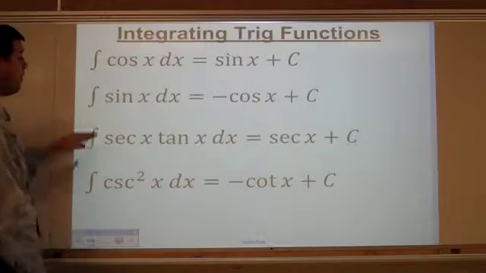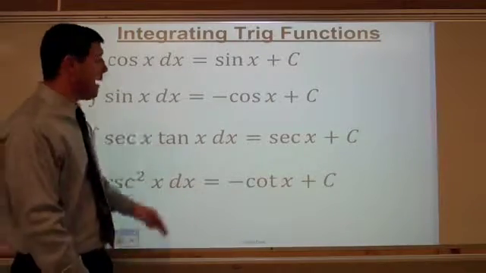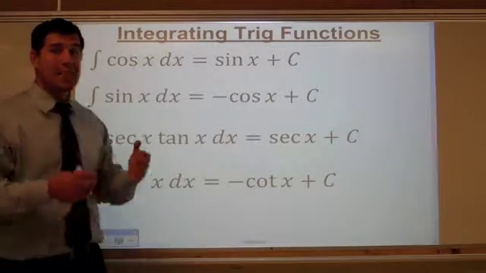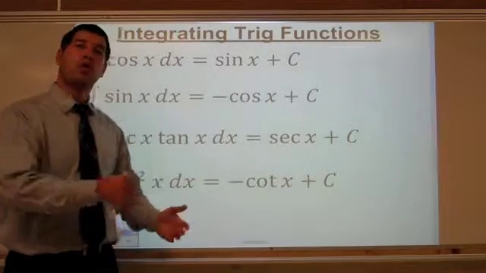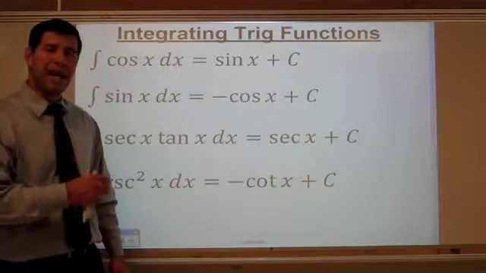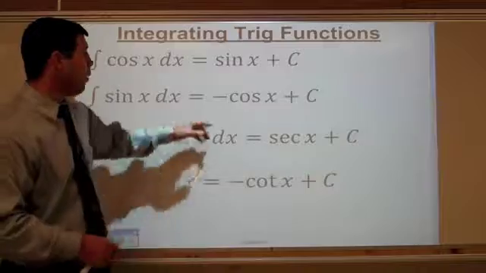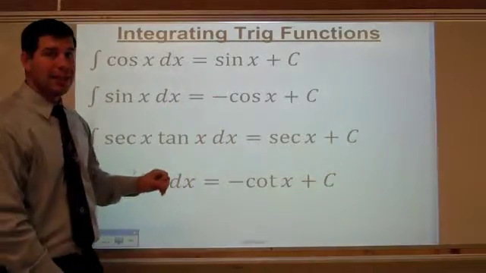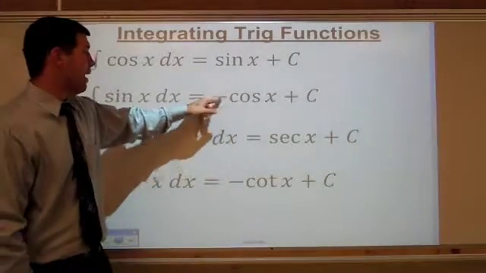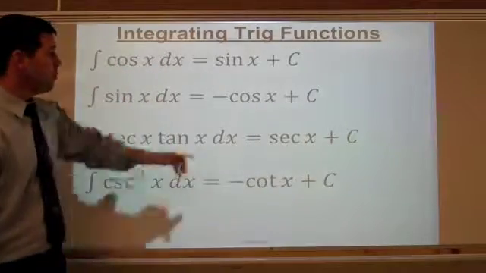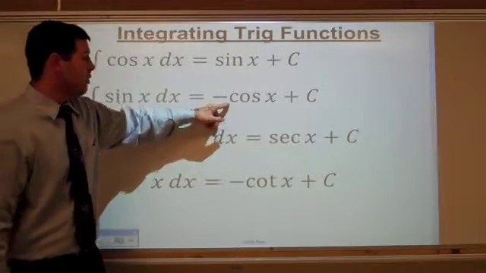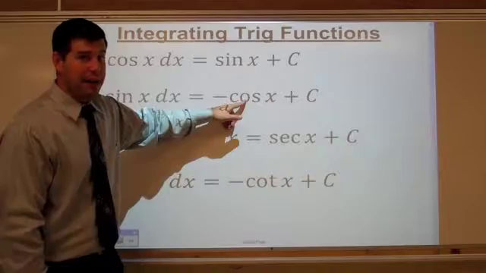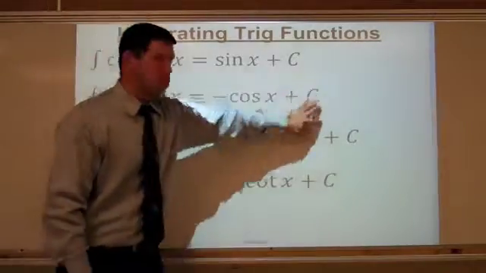Now the antiderivative of sine of x with respect to x. Well, what has a derivative of sine? Well, cosine gives a derivative of negative sine. So I want a negative cosine to get rid of that negative. So negative cosine of x plus c. When you derive negative cosine of x, you get sine of x. So those two negatives would cancel, and your constant goes away.